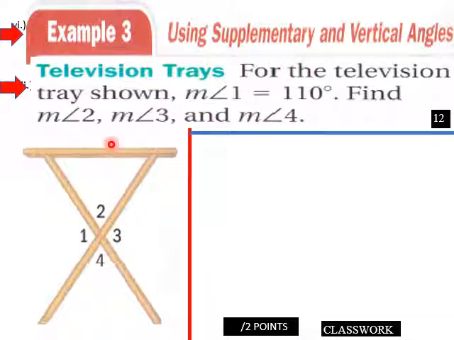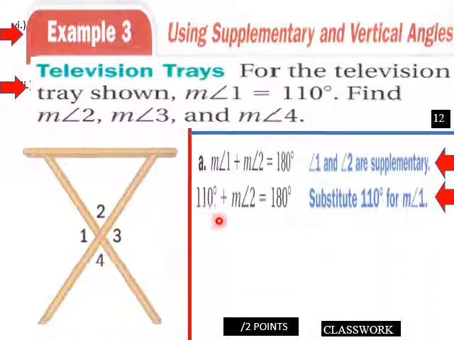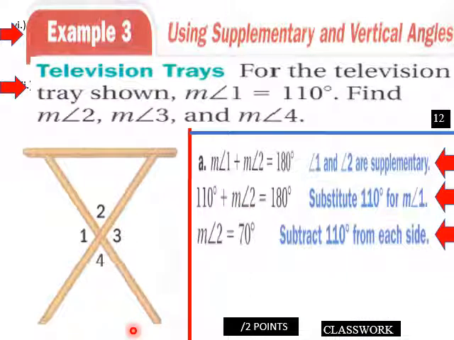For the television tray shown, measure of angle 1 equals 110. Find the measure of angles 2, 3, and 4. Measure of angle 1 plus angle 2 equals 180. Angle 1 and angle 2 are supplementary, because this is a 180 degree angle here. We know angle 1, so what's angle 2? We set up our equation and find the measure of angle 2 is 70. So this is a 70 degree angle.